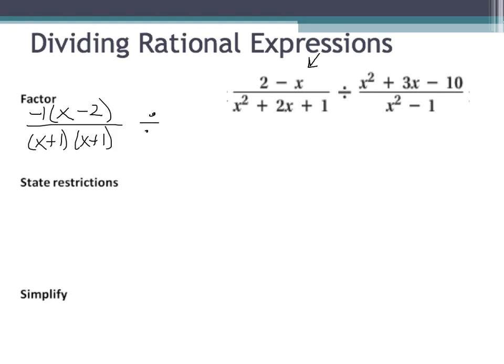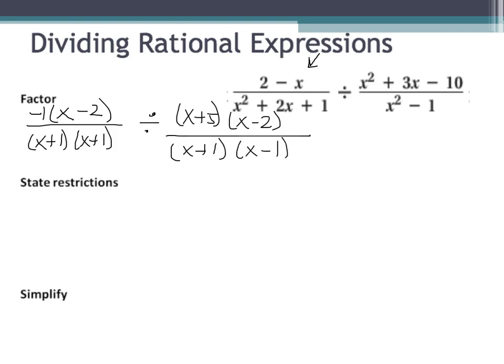And I'm dividing. So on top, two numbers that multiply to get negative 10, add to get 3, would be x plus 5 and x minus 2. And on the bottom, when I factor this, I would have an x plus 1, and I'm going to have an x minus 1. So I'm going to do two different things here.